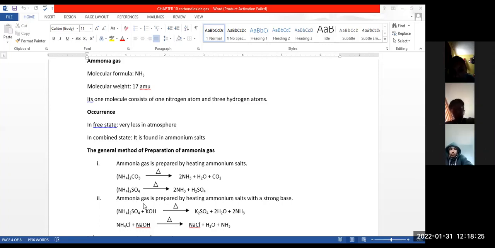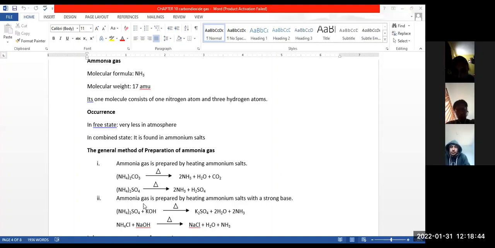Second method is by heating ammonium salt with a strong base. We can prepare ammonia gas by heating ammonium salt with a strong base. This method is utilized in the laboratory method also. And here also we study this method.